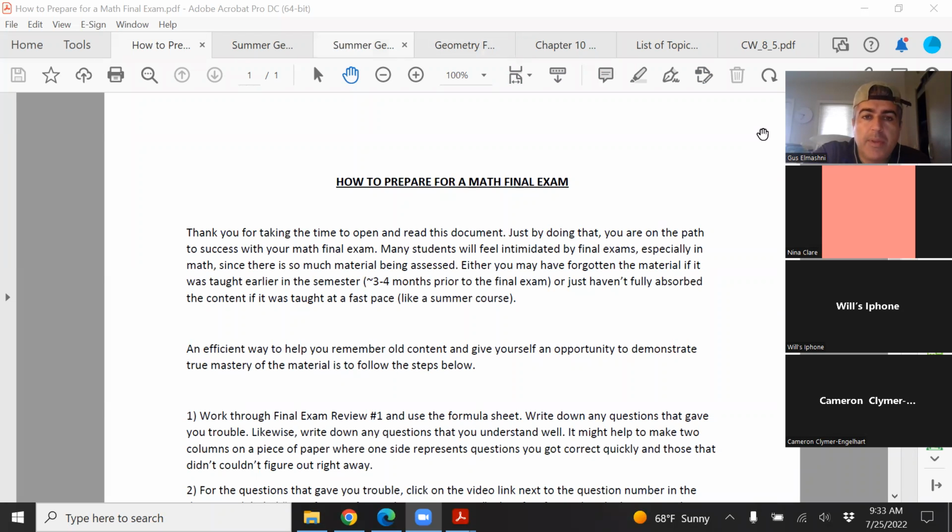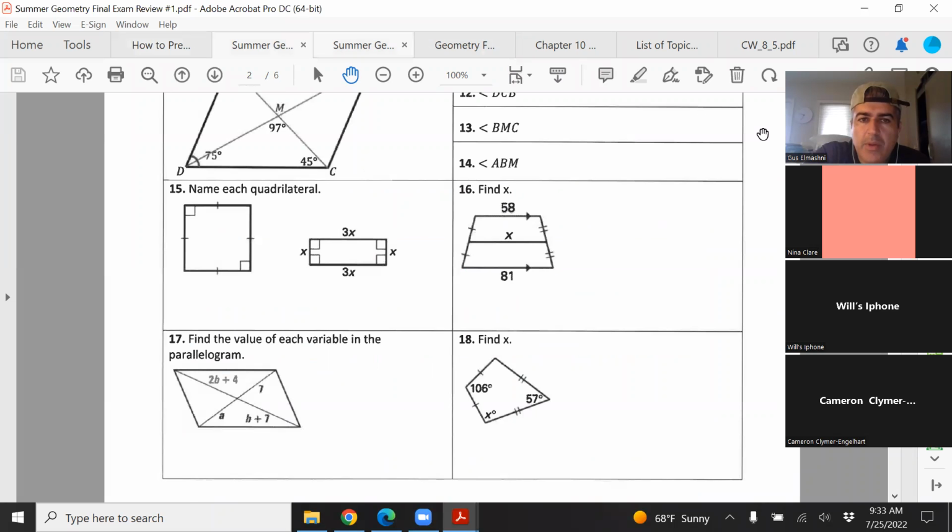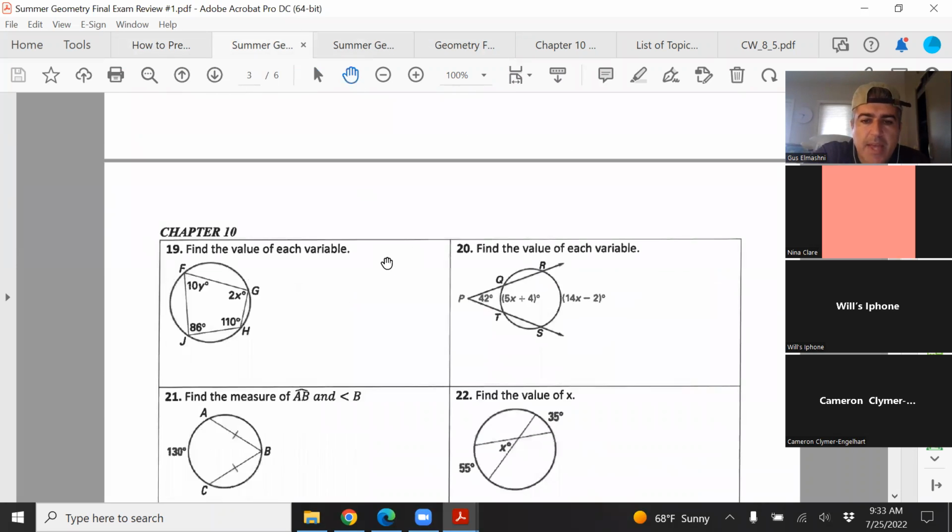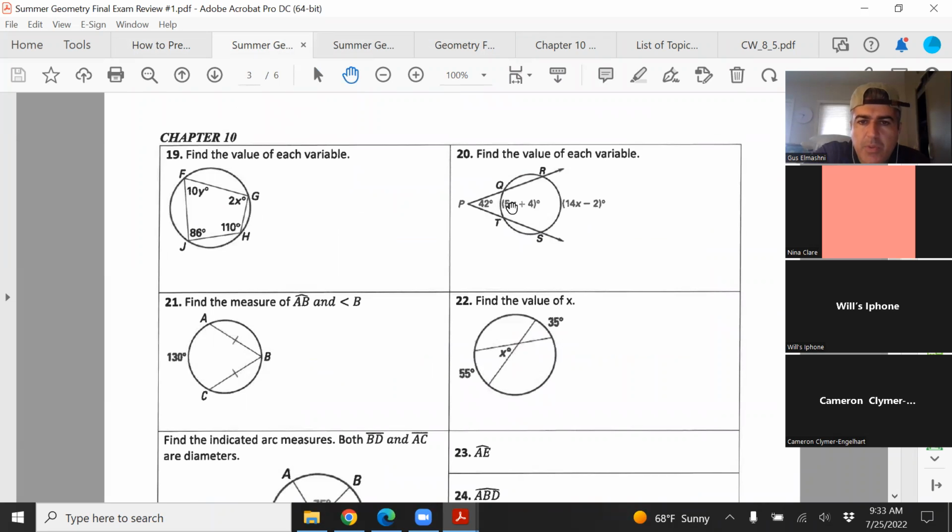Okay, so we're recording. We're going to go over any questions you have from the final exam review number 1 packet. Number 20 was asked. Okay, so number 20, we see here that's a circle, and you have two, we call them secants, passing through the circle, where you have angle P here, you have arc QT, and you have arc RS.